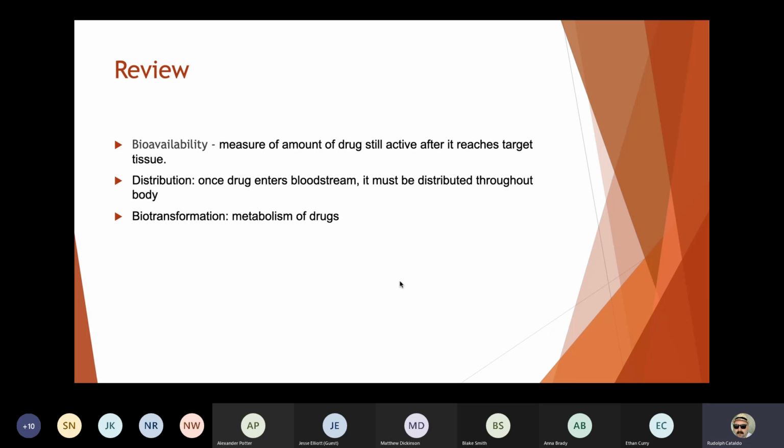And then biotransformation. How does this drug metabolize? Again, a lot of medications metabolize in the liver. So the biotransformation of, let's say, ibuprofen would be that it is metabolized in the liver.